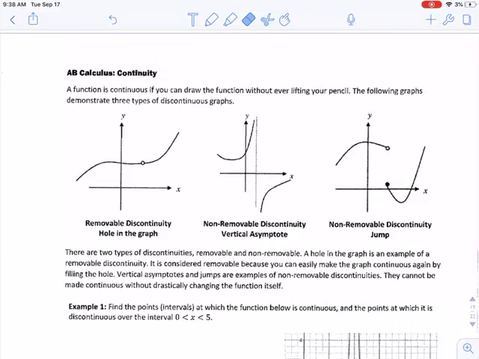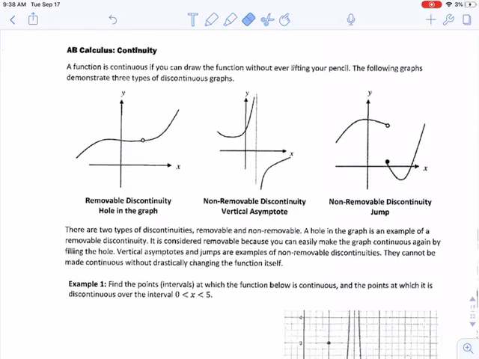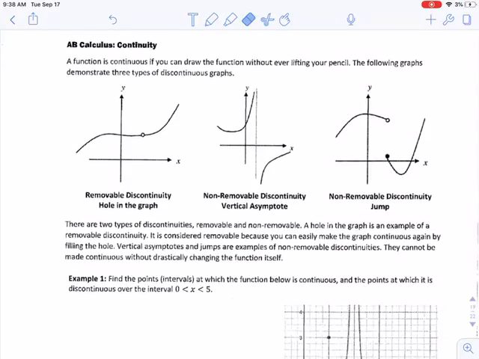This is continuity. So in algebra, when I ask you if a graph is continuous or discontinuous, you will look at whether you can draw the graph without lifting up your pencil. For example, these three graphs here are discontinuous graphs. The first one, if I start drawing this graph, when I get to that hole, I have to lift up my pencil, draw the circle, and continue on. So that's a discontinuous graph.